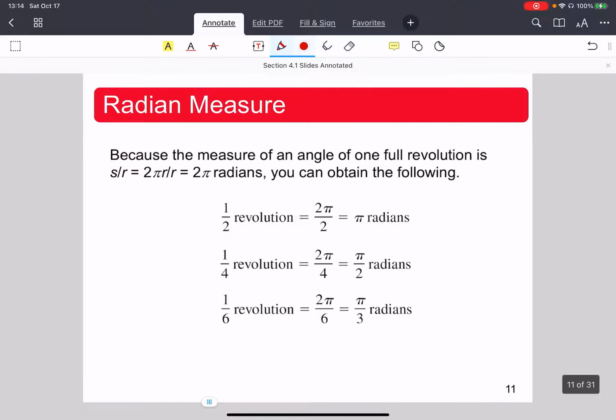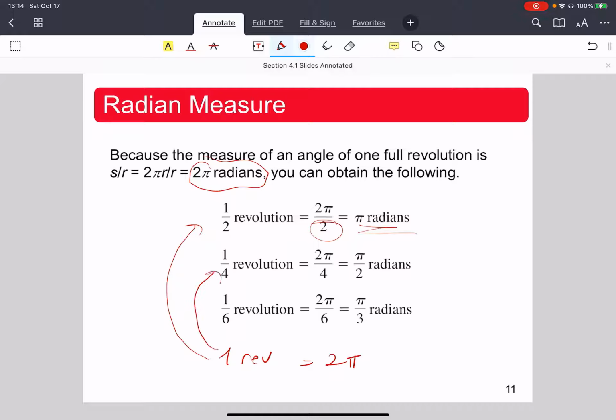All right, because the measure of an angle of one full rotation is S over R, arc length divided by radius, which is equal to 2 pi, like we just talked about, we can obtain the following information. We know that one revolution, one rev, is 2 pi. If we decide to do half of a revolution, then we'll divide 2 pi by 2, and we'll get pi. If we decide to have 1/4 of a revolution, then we'll divide 2 pi by 4, and we'll get pi over 2 radians. If we decide to do 1/6 of a revolution, then we'll divide by 6 and we'll get pi over 3 radians. So these are just some random numbers by which we divided one full revolution.